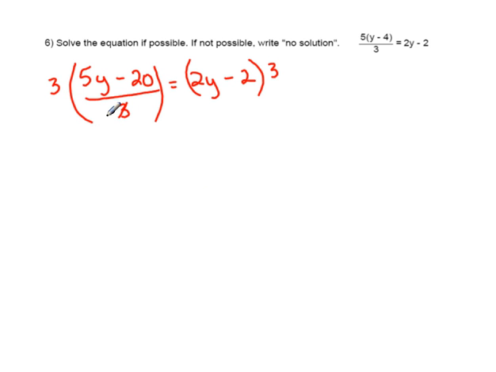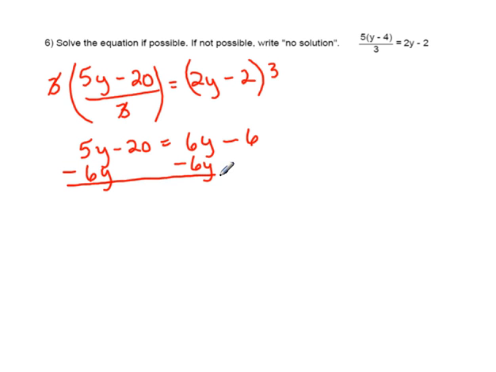So you're multiplying both sides of the equation by 3. The left side, the 3's will divide out, leaving just the numerator, 5y minus 20. The right side you will distribute, so you're going to get 2y times 3 is 6y, and negative 2 times 3 is negative 6. This leaves you a variable on both sides type of problem. So once again, we're going to bring the variables to the left, numbers to the right. So I'm going to subtract 6y from both sides.